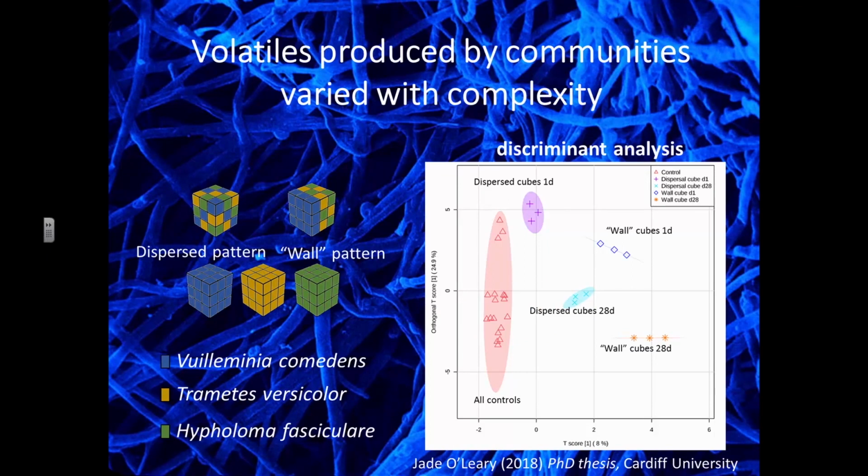I'm going to very quickly, I promise, tell you about what happens when you look at the gases, the volatiles that they produce when they're growing together. So we looked at the gases produced, the volatiles produced in that situation and in that situation, and indeed when the fungi were growing on their own. This is when they're all growing on their own. This is the Rubik's Cube with random placement. After 1 day, after 28 days, this is the wall after 1 day and after 28 days.